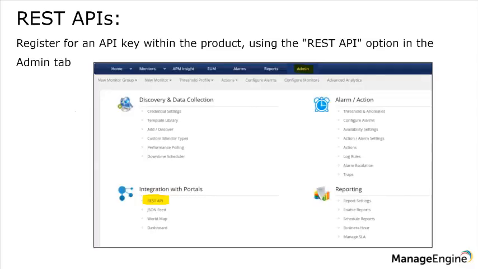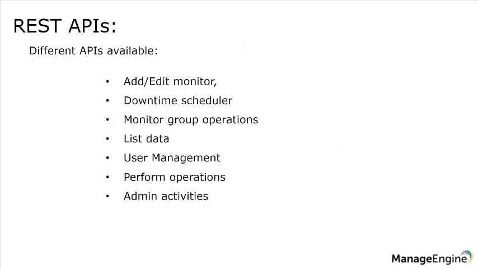Now, in order to use the API, each user should obtain an API key, which is a long text and is unique to their Applications Manager account. The API key has to be passed as a parameter in every API request made. Not only that, Applications Manager will give you the data based upon the APIs that we have. You can also do certain operations, like you can add or edit a monitor, you can create or edit a downtime scheduler, you can perform certain monitor group operations, and you can create a user role under user management and other activities.